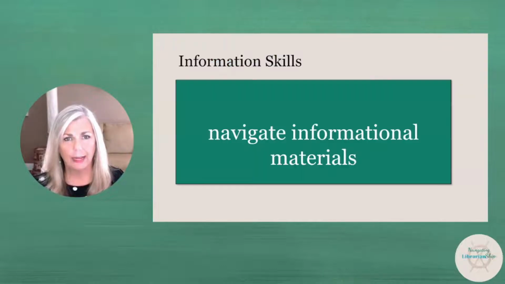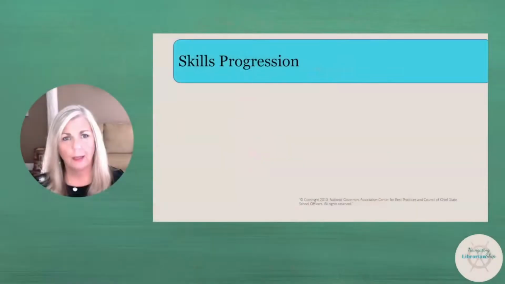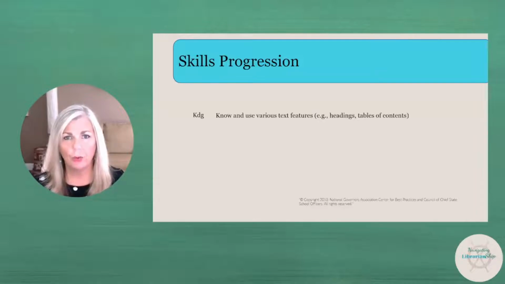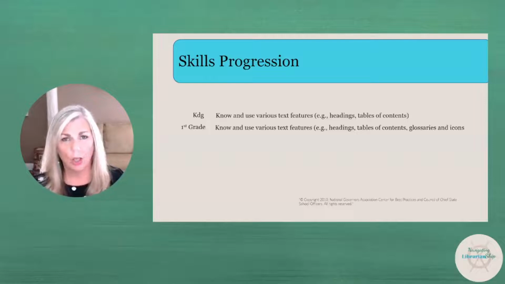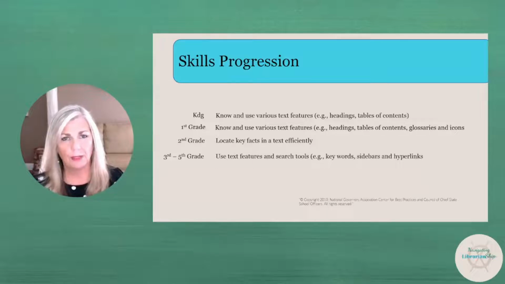So now let's look at the second part of information skills, which is navigating informational resources. Basically, this boils down to reading informational text. Based on Common Core standards, we can easily see the progression of this skill. In kindergarten, your littles should know and use various text features like headings and table of contents. In first grade, glossaries and icons are added, and by second grade, students should be able to locate key facts in the text efficiently.